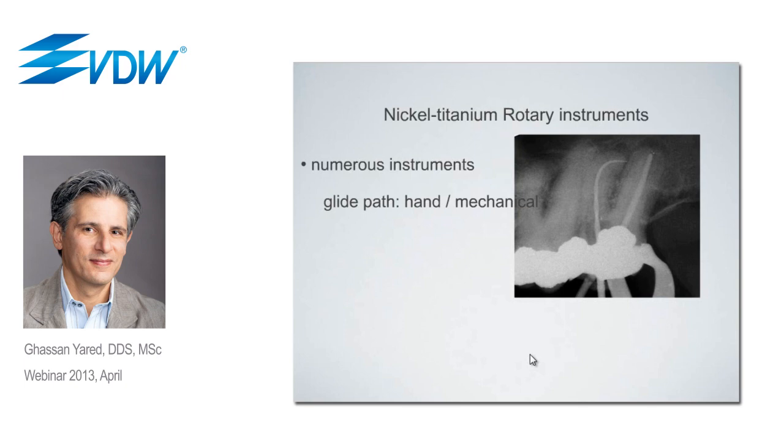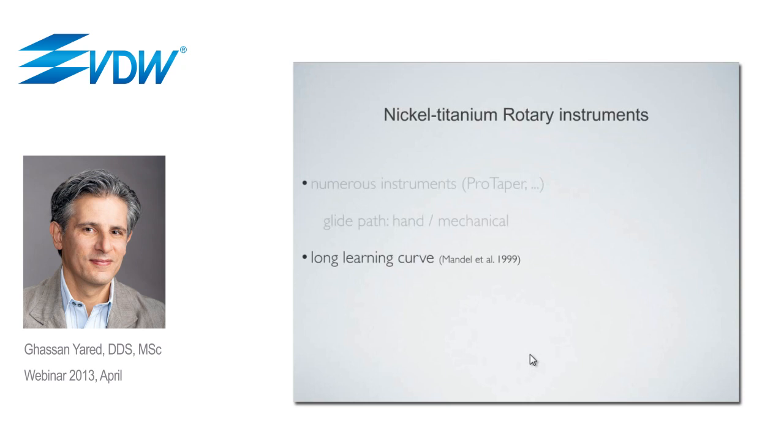Again, I just want to remind you here that there are some cases where we have to create a glide path, but the majority of the cases, even severely curved canals like this one, will not need a glide path. And this is what I will discuss later when I present some cases. Now, the nickel titanium rotary instruments, like the other techniques, also have a relatively long learning curve.